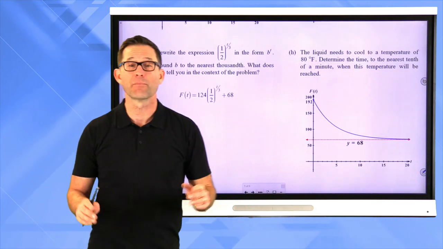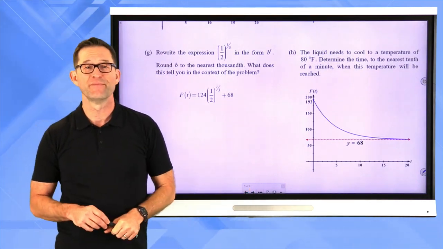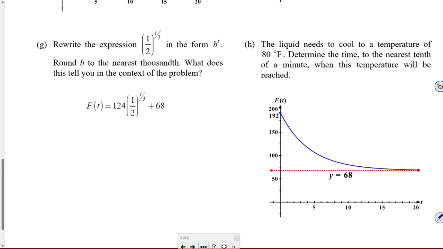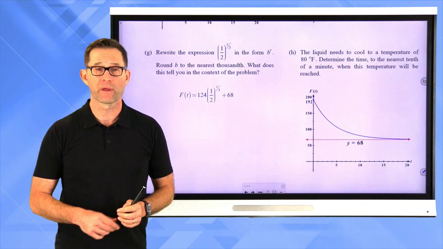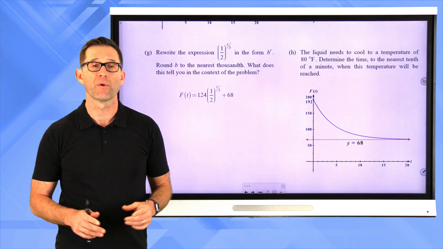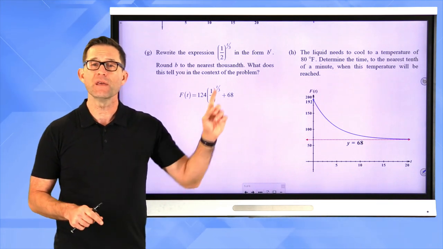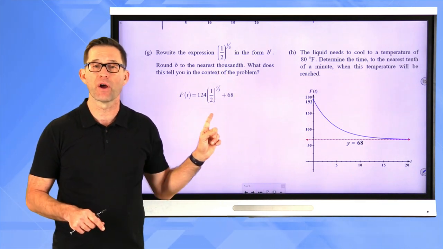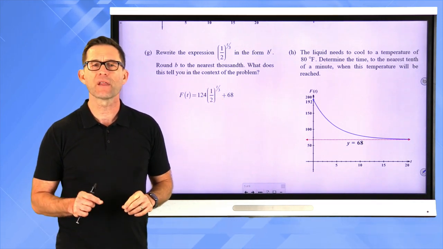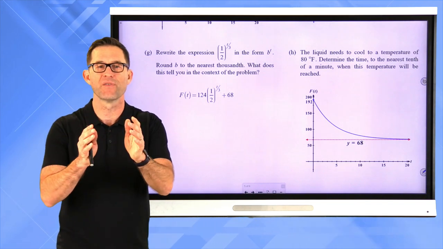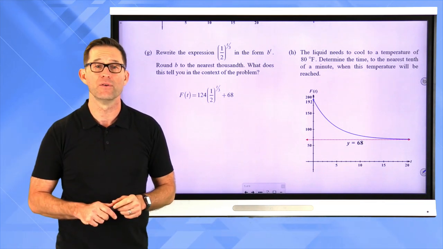All right, letter G, it's like the problem that never ends. Letter G, rewrite the expression 1/2 to the t over 3 in the form of b to the t. Round b to the nearest thousandth. What does this tell you in the context of the problem? Awesome. Well, we did this repeatedly both when we were working with radioactive decay and when we were working with compound interest problems. So see if you can rewrite this funny expression so that it no longer looks like 1/2 to the t over 3, but it looks like some kind of base just raised to the t. Pause the video now and go ahead and do that.